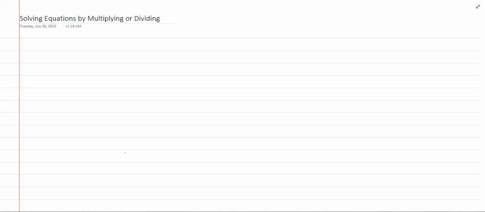What's up, everyone? Today I'm looking at solving equations by multiplying or dividing. We're just using inverse operations again to get variables by themselves. So let's just jump into some examples.